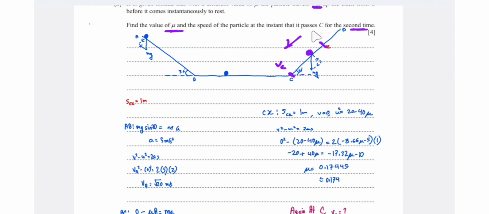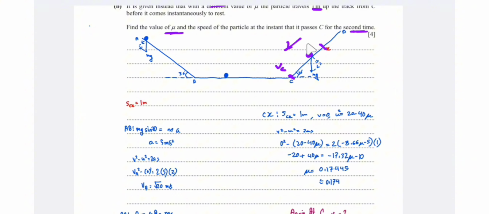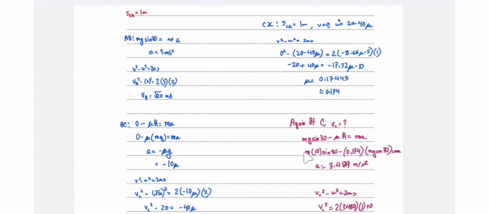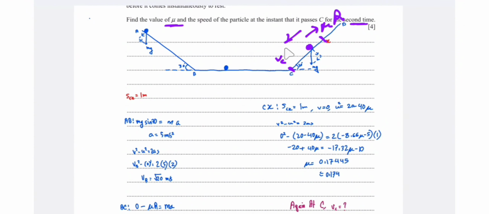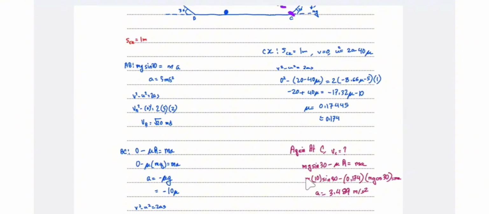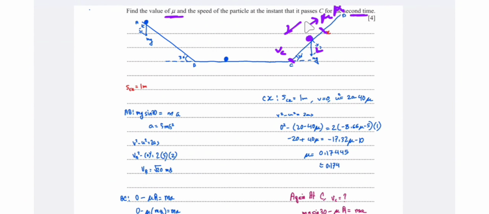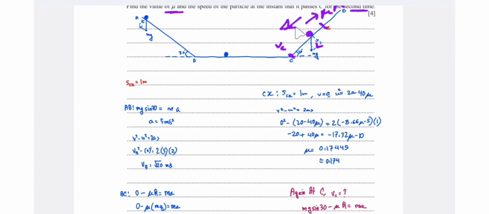Since the object after coming to rest at X moves downward, the particle after moving upward is now moving downward. Since the particle is moving downward, mu r is acting upward. So the downward component of weight, parallel to the plane, is mg sin 30, and this force is acting in the direction of the movement.